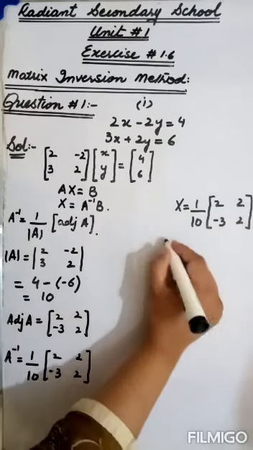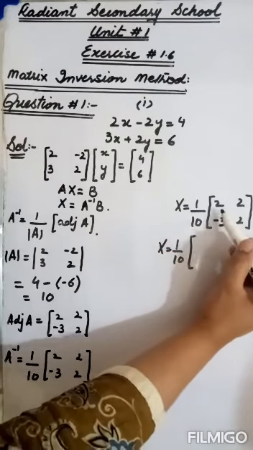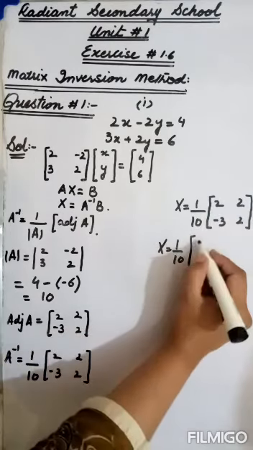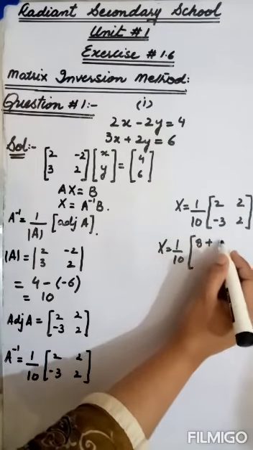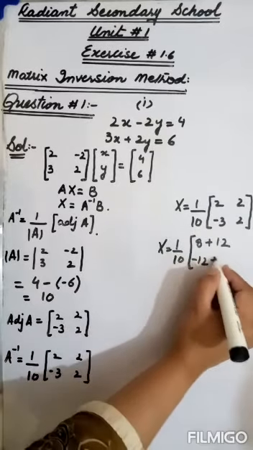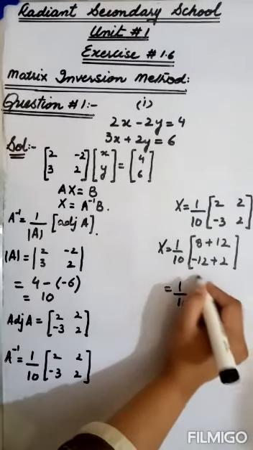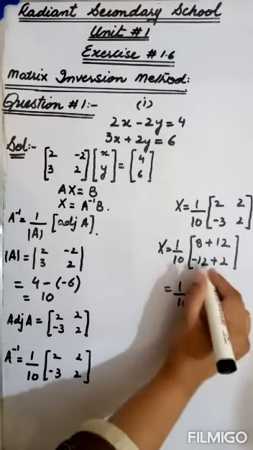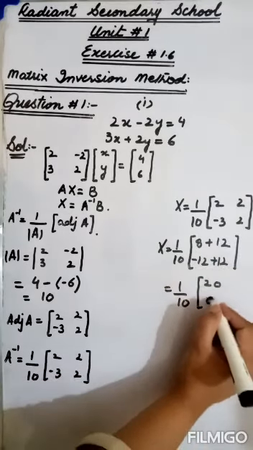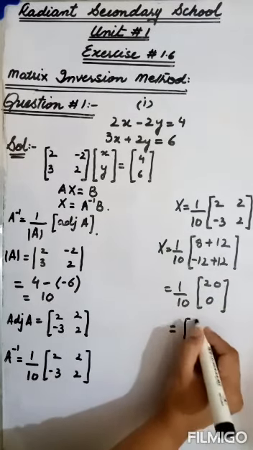Now we will multiply these. The 1 by 10 stays outside, and the process of multiplication is: 2 into 4 is 8 plus 2 into 6 is 12. Then -3 into 4 is -12 plus 2 into 6 is 12. So now this is 20 and -12 plus 12 is 0. Okay, now this 1 by 10 will be multiplied by both values.